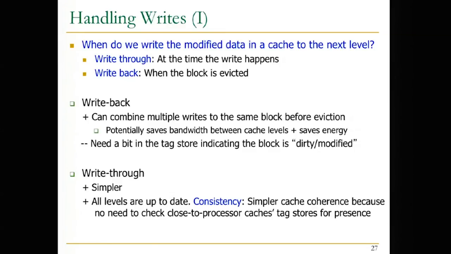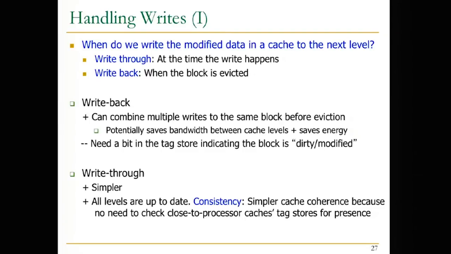Basically, now you can have a simpler cache coherence because there's no need to check the close-to-processor cache's tag stores for the presence of a block, right? Now, what does this mean? If some other processor needs this block, you don't need to check the cache that has done write-through for the up-to-date value. If you have a tag store that just stores the tags of other levels, you can just check that one.